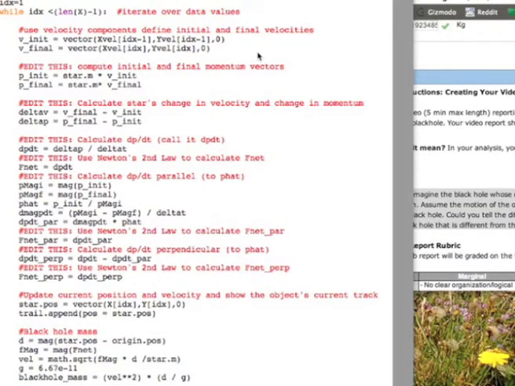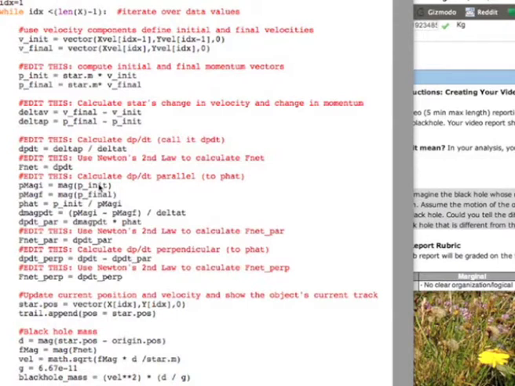So this second loop is where the physics gets good. First we define the star's initial and final velocity. Next we calculate the initial and final momentums by multiplying these velocities by the mass of the star here. Using these numbers I can calculate the change in velocity, delta v, and the change in momentum, delta p. Moving forward, dp dt is simply delta p over delta t, or the change in momentum divided by the change in time. And from our momentum principle we know that dp dt equals f net.